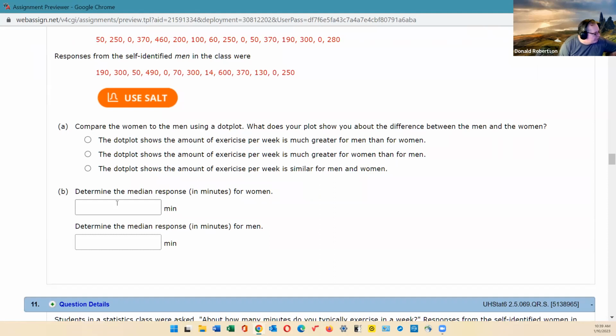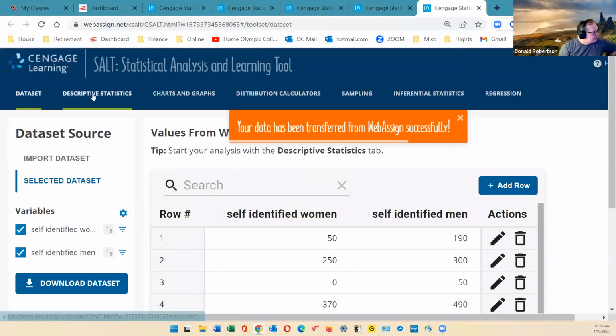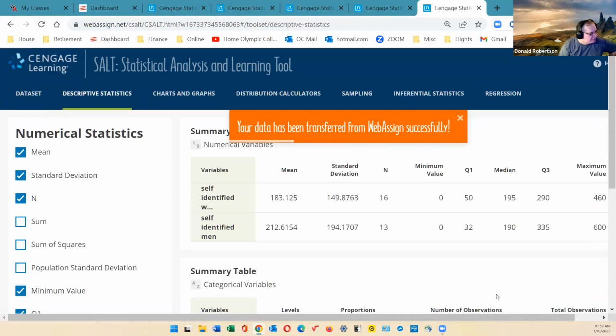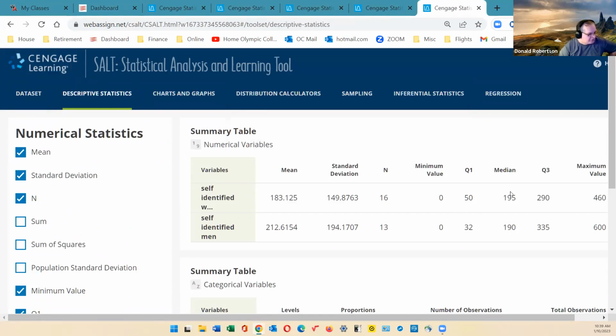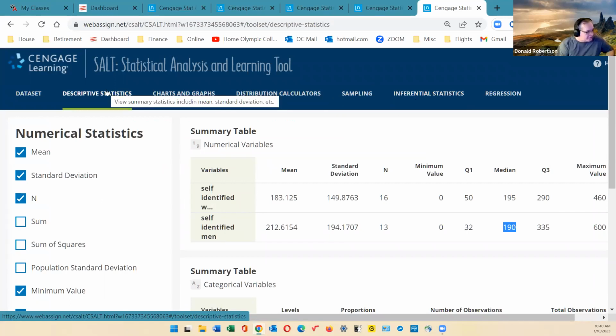Now, when it asks you to determine the median response time, you won't get that from the dot plot. Won't you have to go back here and get the median like this? For the women, it's 195, and for the men, it's 190, right? So they may ask you a question that you have to go back into Sault and go to a different place. So when you're looking for 5-figure summaries, means, modes, medians, all that good stuff, descriptive.